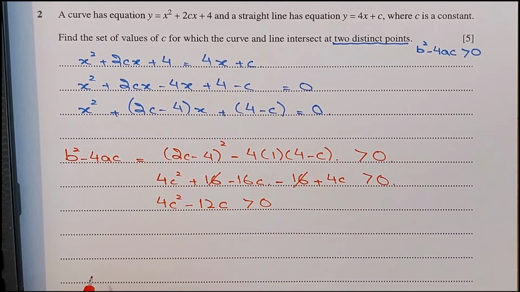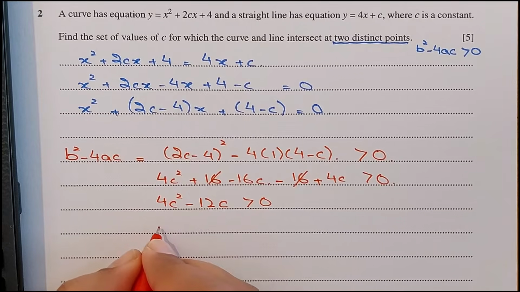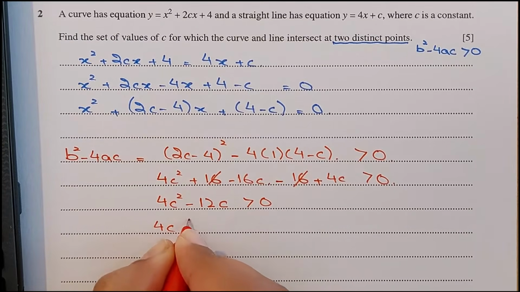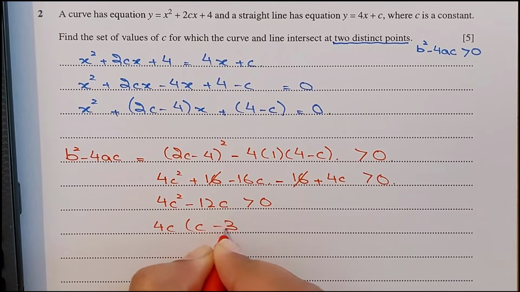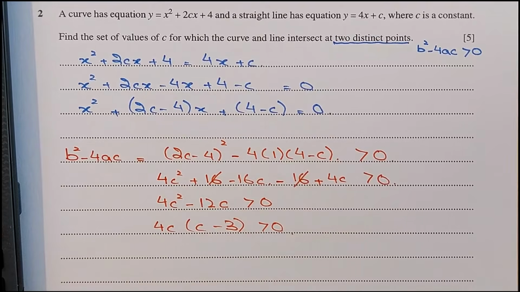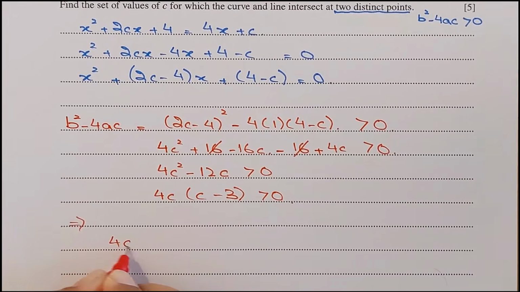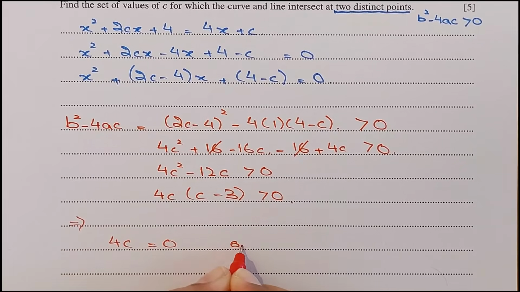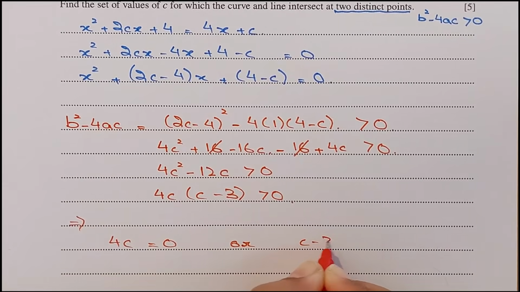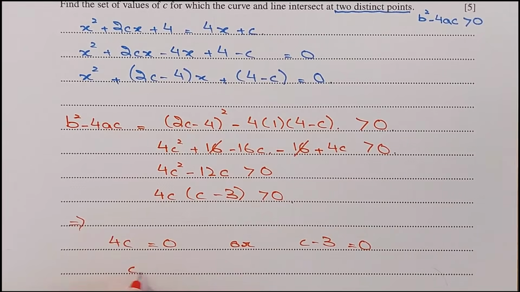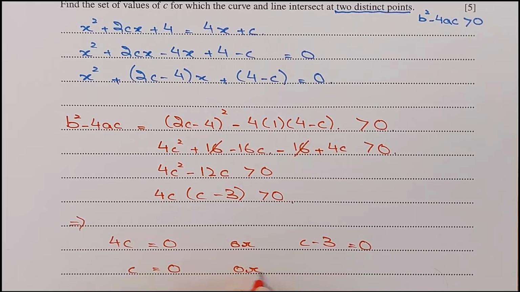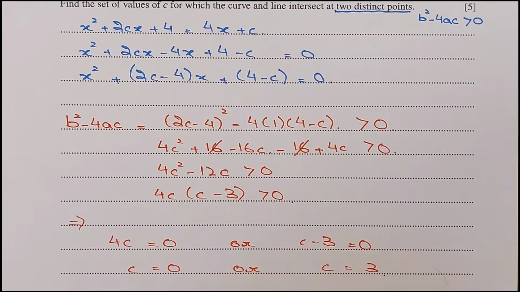This is greater than 0, right? So here we can take 4c common. So we have c minus 3 is greater than 0. Now we have two roots. We can say that 4c is equal to 0 or c minus 3 is equal to 0. So from here c value is 0 or we can say c is equal to 3, right?